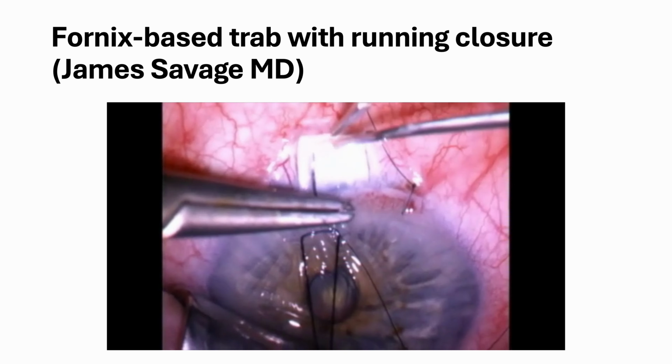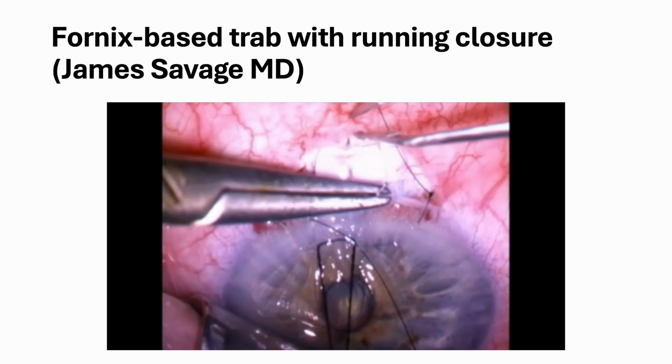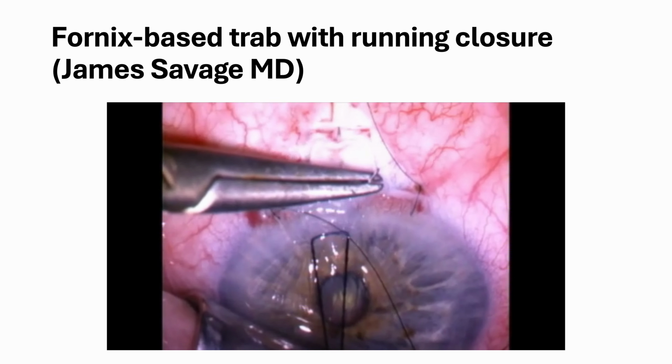Next, the flap is reapproximated to its bed with 10/0 nylon suture tied just tightly enough to create resistance to outflow without totally preventing flow.